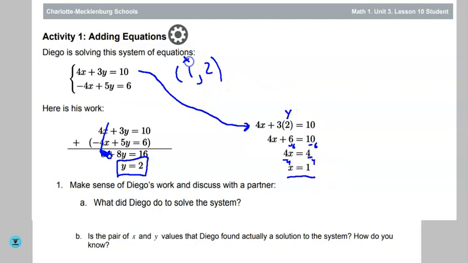And then remember, x goes first, y goes second. So what did Diego do to solve the system? He added the two equations together, right? Added them together.